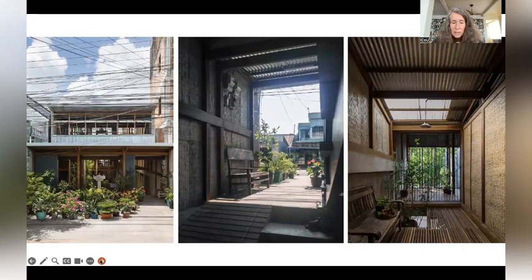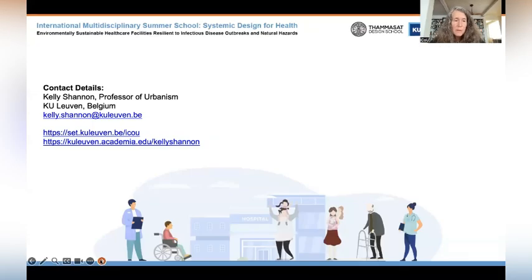So I end with these, I think, quite amazing slides of how local materials and understanding of a local architecture can be updated to become part of the new modern landscape. So I hope this will be of some help for your workshop.